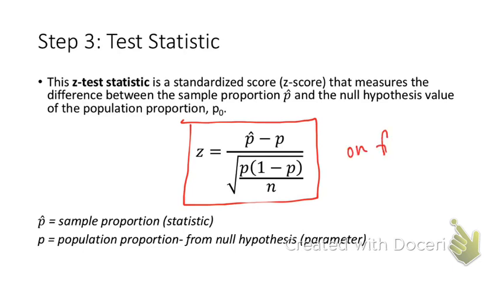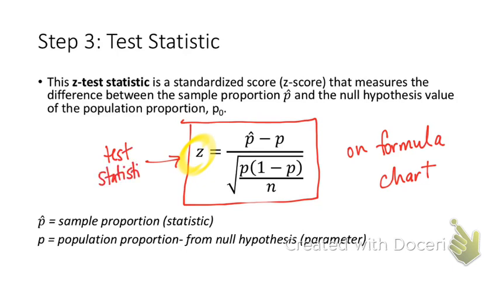This formula is on the formula chart. But if you want to reference it right now and have it, I would write it down, because I don't have the formula chart printed for you guys right now. So this Z right here is called the test statistic. So far, you've only just been given the test statistic, but we haven't actually solved for it yet.